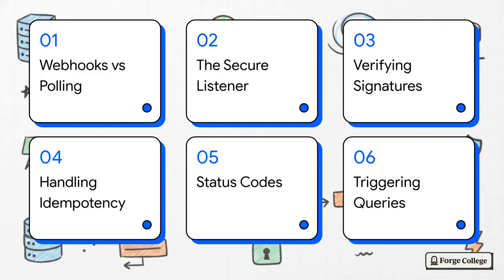So here's the game plan for today. 1. Webhooks versus constant polling. 2. Building the secure listener. 3. Verifying the HMAC signature. 4. Idempotency and catching duplicate events. 5. Acknowledgement and status codes. And finally, 6. Triggering account data queries. It's a packed agenda, so let's get to building.